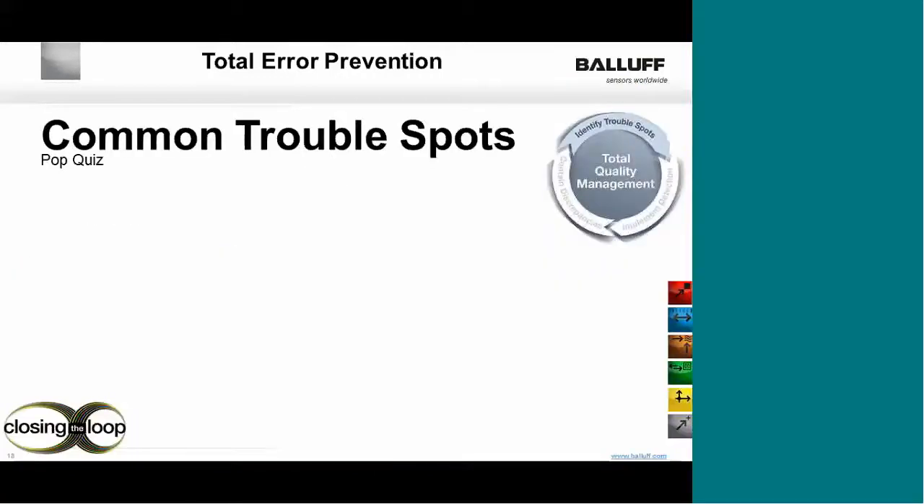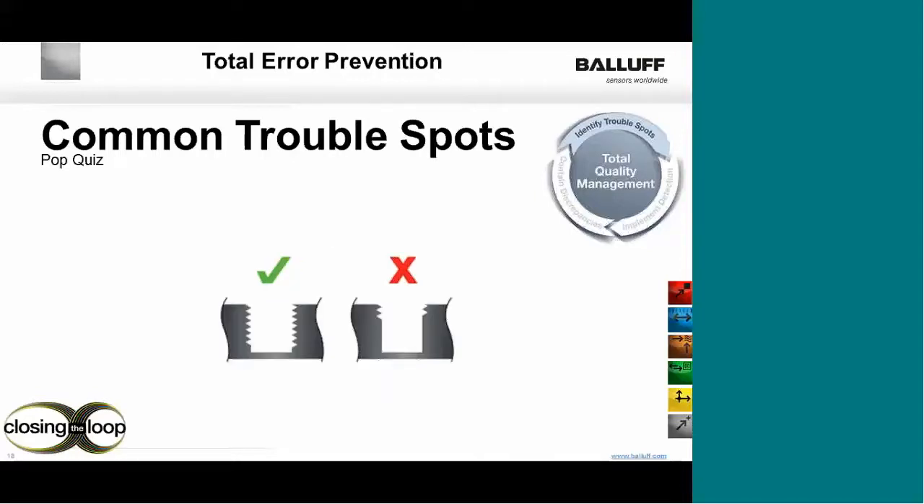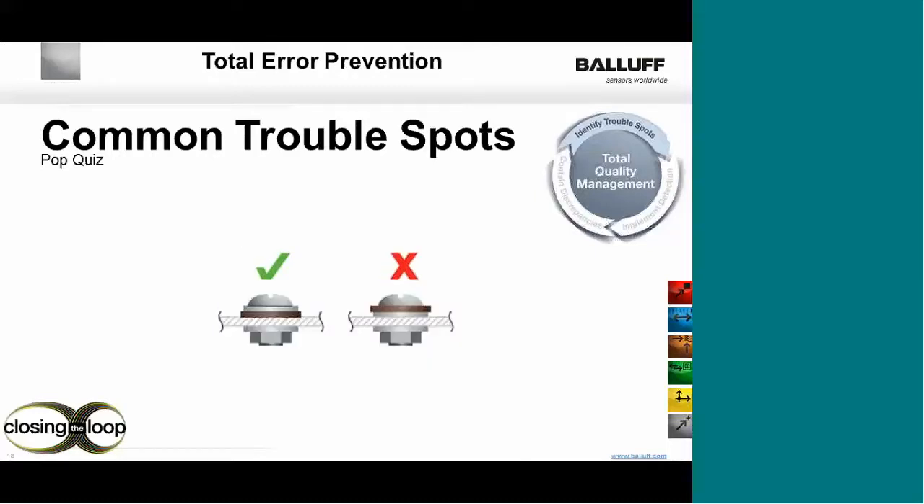So let's look at a few areas where common trouble spots can occur. Here we have two screws mounted in place. The first is missing a washer, so it's missing a part. The next example is where we're having an incomplete thread on a workpiece. Next is an example where we're also missing another part. The underlying washer is missing. So the sequence of the washer is incorrect.